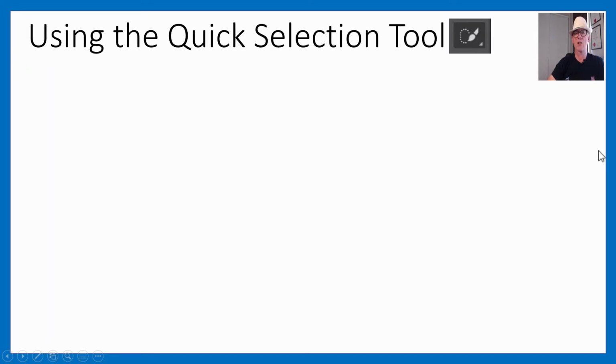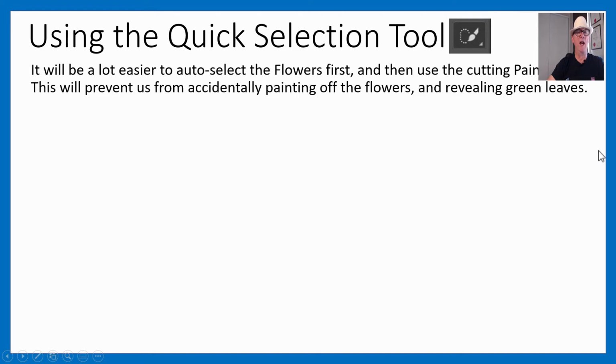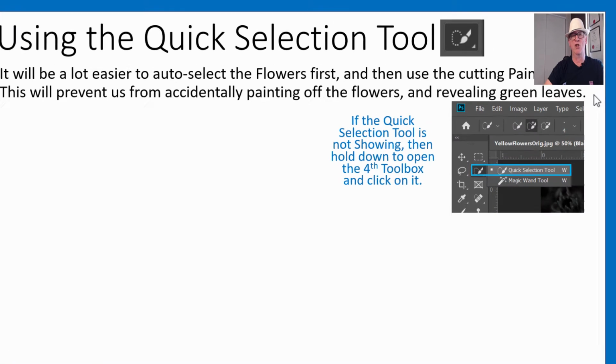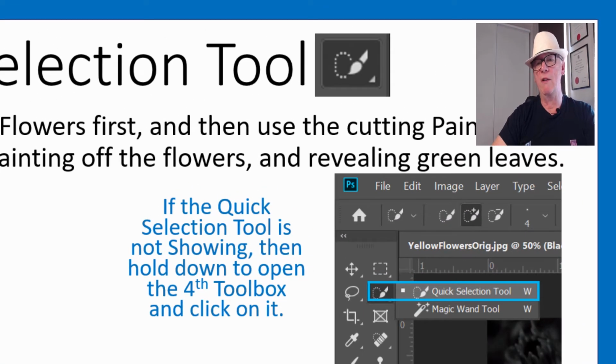Now, to make life easier with the quick selection tool, we can auto select the flowers first and then use the paintbrush. That'll mean we can color in like crazy, and it prevents us from accidentally painting off the flowers and onto the green leaves. So this is a little cheat which will set you up great for your coloring in.